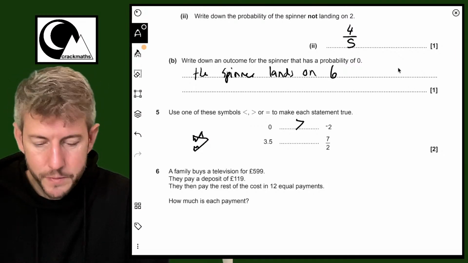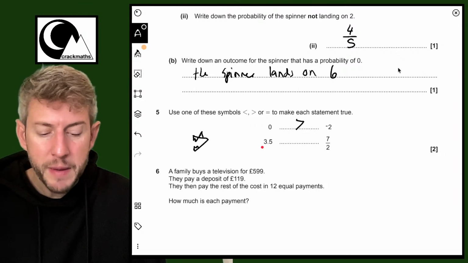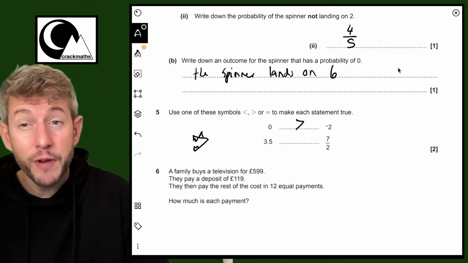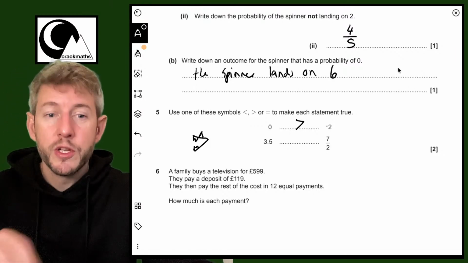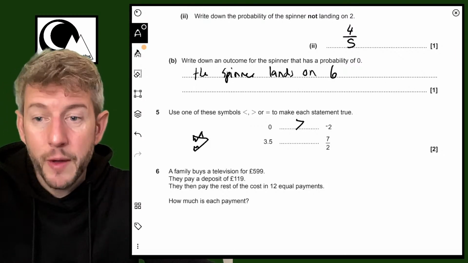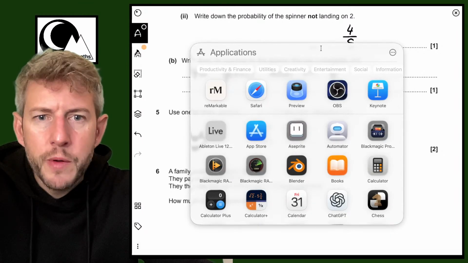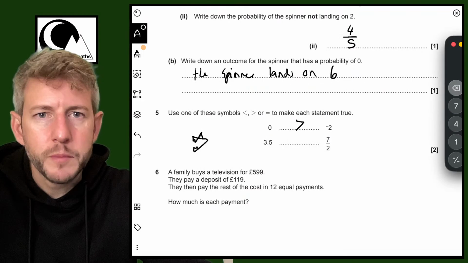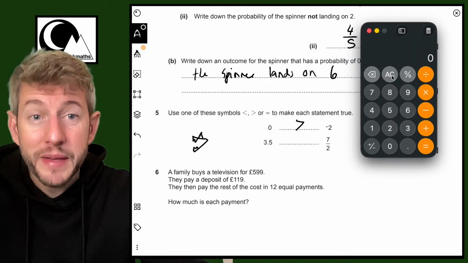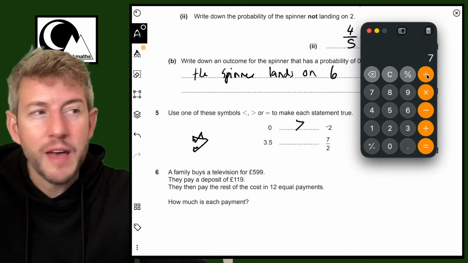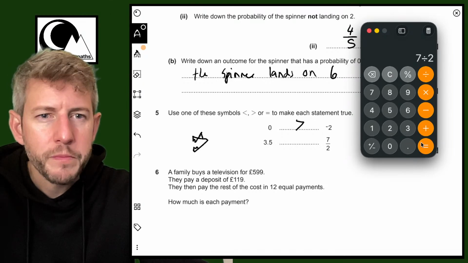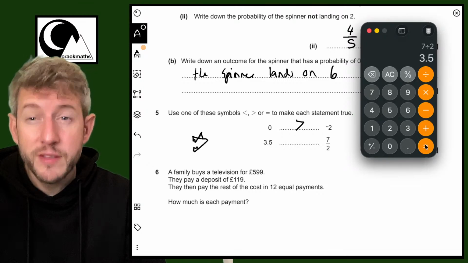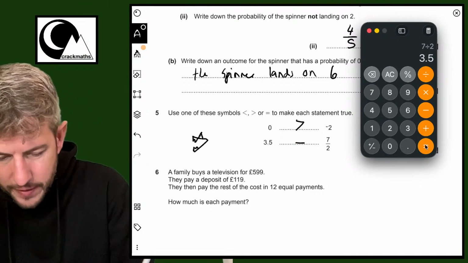This one here, 3.5 and 7 over 2. Right, well, 7 over 2 is actually equal to 3.5, but this is the calculator paper, so let me show you that on here. I'll get the calculator out. Remember, that line means divide. So if I do 7 divided by 2, that equals 3.5. So what I can see is that these two things are equal. So here we go.